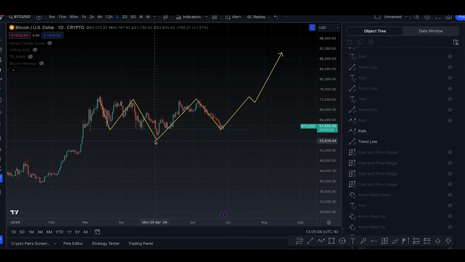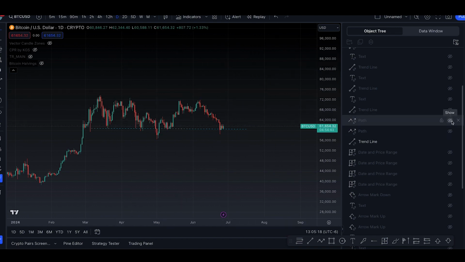Boom, boom. This is the head. These are the shoulders. And this would be the takeoff. Now, that's also what I noticed within another inverse head and shoulders. However, that did not play out. We don't know what's going to happen next.